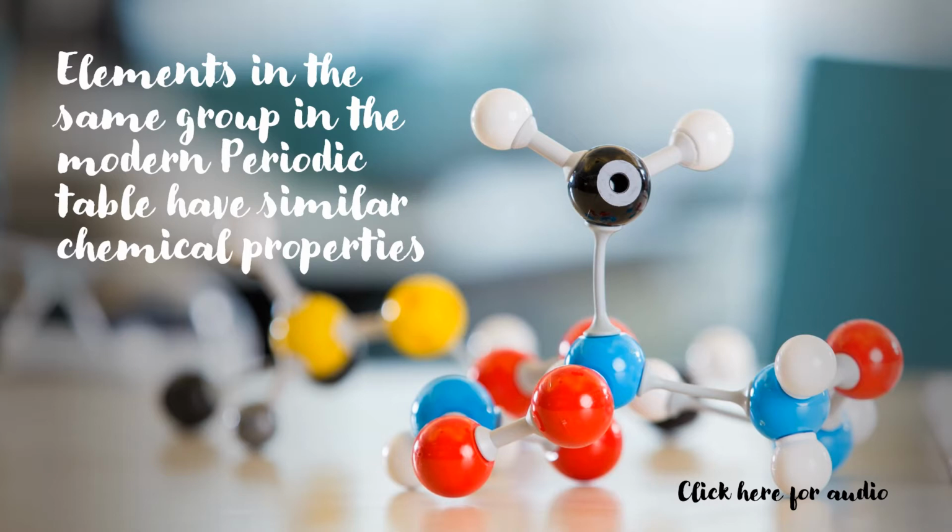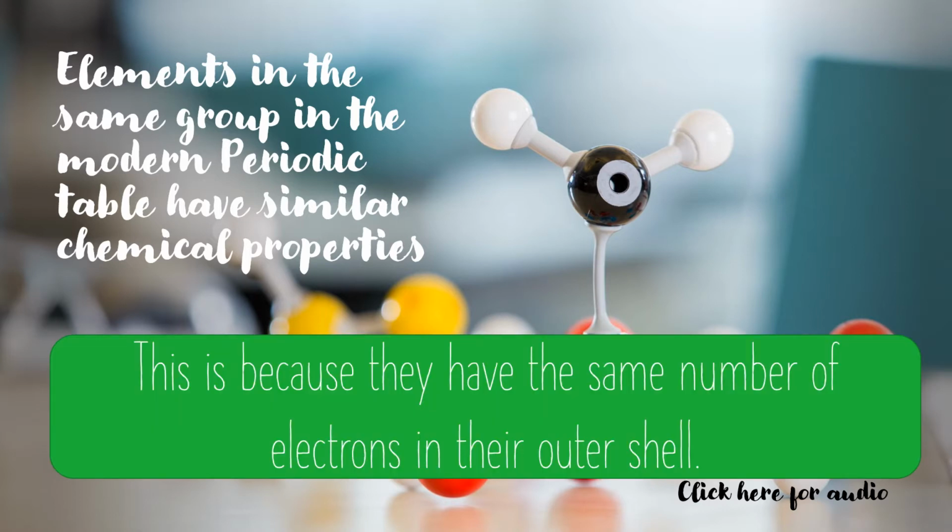Turn to page 106 with me and pause while you turn to that if you haven't already. At the top of page 106 there's a sentence and it says this: elements in the same group in the modern periodic table have similar chemical properties. And then in the next sentence, you have to complete it. And hopefully you're getting the idea of today's lesson through me saying it over and over. But this is because they have the same number of electrons in their outer shell. So the whole thing together, elements in the same group in the modern periodic table have similar chemical properties. This is because they have the same number of electrons in their outer shell.